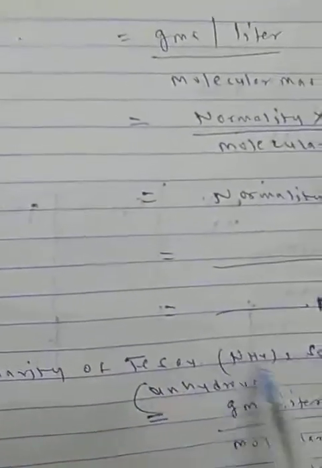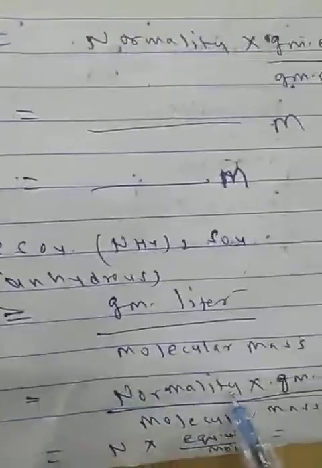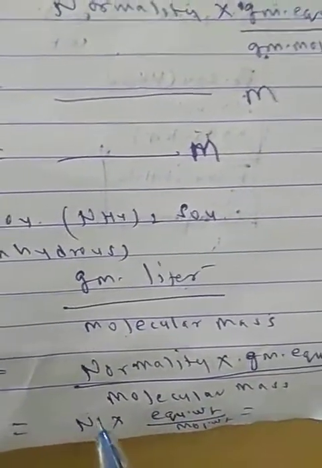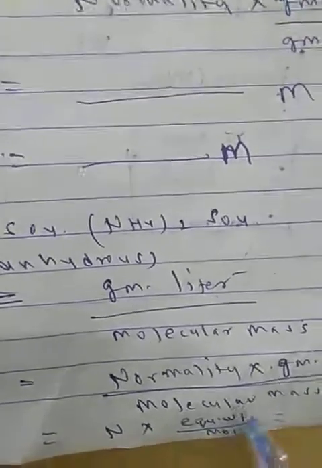Again, the molarity of anhydrous ferrous ammonium sulfate is grams per liter divided by molecular mass, which is equal to normality into gram equivalent weight divided by molecular mass. You write normality, equivalent weight divided by molecular weight, and again you will get the result for the anhydrous form in molar, which you write as molarity M.